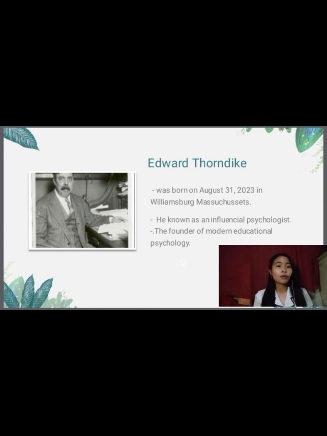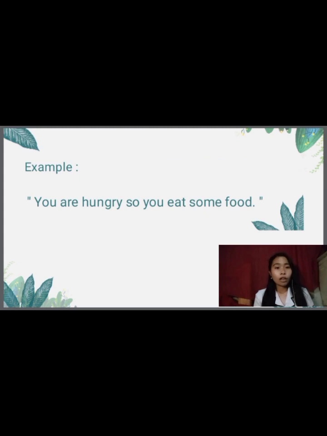The common example for this is you are hungry, so you eat something. Because you are hungry, you eat some food. By eating some food, you will satisfy your hunger and will also receive pleasure. So through that, the response and behavior you made will be repeated. Edward Thorndike introduced his laws in order to better understand the function of the connectivism learning theory. He introduced three primary laws.